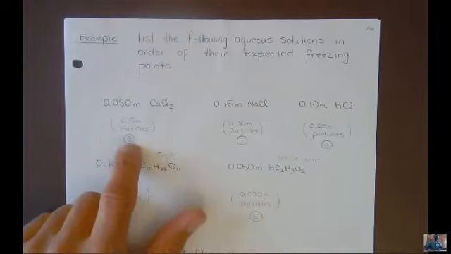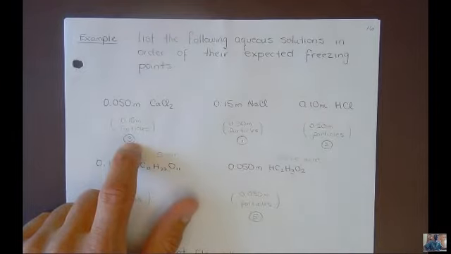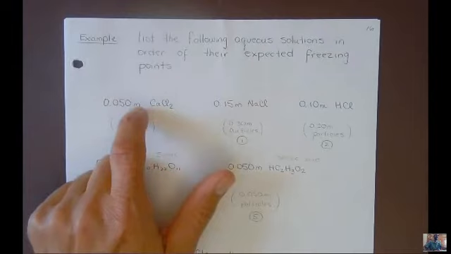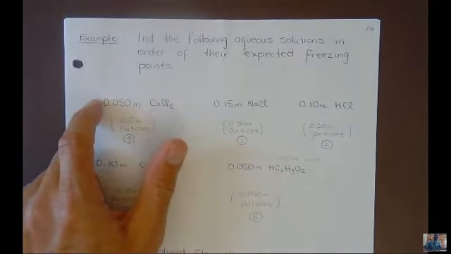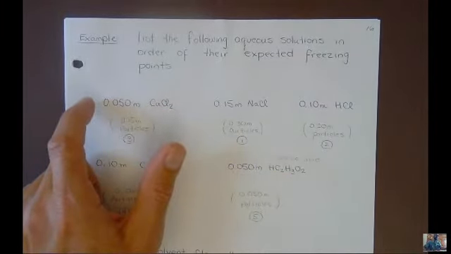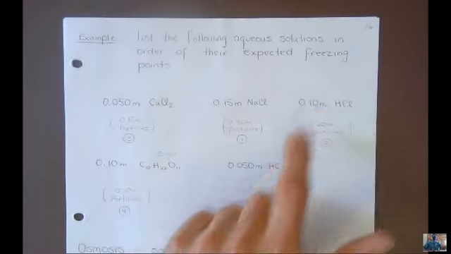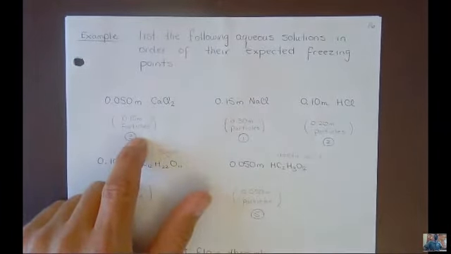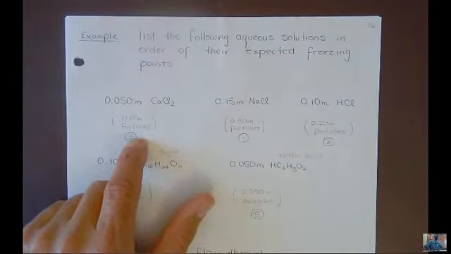So I have to take into effect my i, right? What is i? How many particles I get per solution, and then multiply that by my molality, and that times the freezing point depression constant. But remember, the freezing point depression constant is the same for all these. So all I need to know is, what is the molality of particles? So where do I get that from?